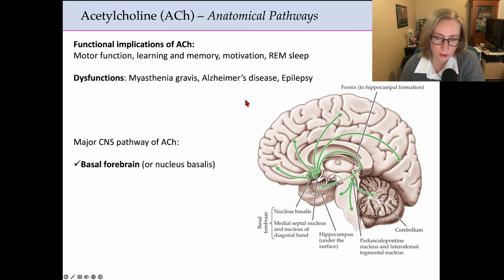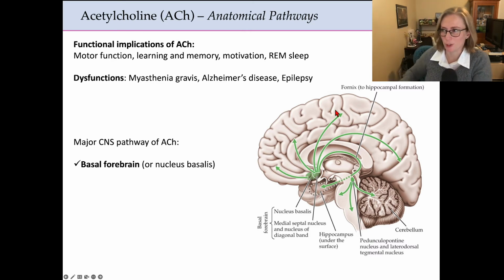Where acetylcholine is primarily produced is going to be in the basal forebrain. Basal forebrain, also called the nucleus basalis. If you bend your brain, where your frontal cortex kind of bends over, there's going to be a little part that's packed away in a little niche. This is almost right above your eyeball. This is the nucleus basalis or the basal forebrain. This is where most of your acetylcholine is being made.